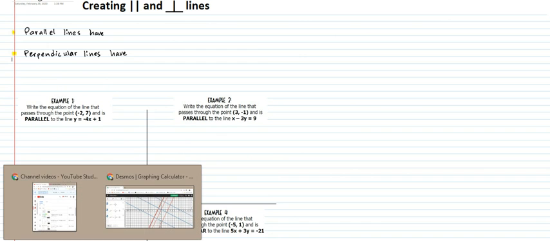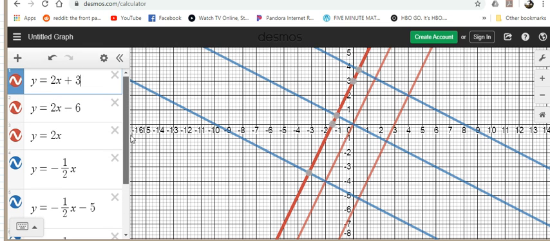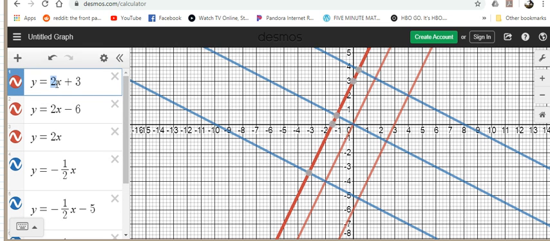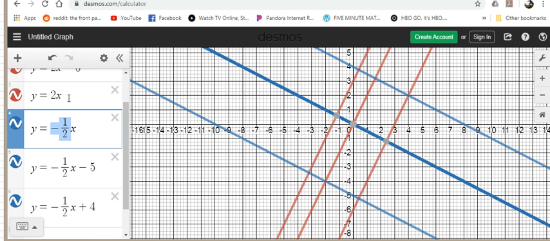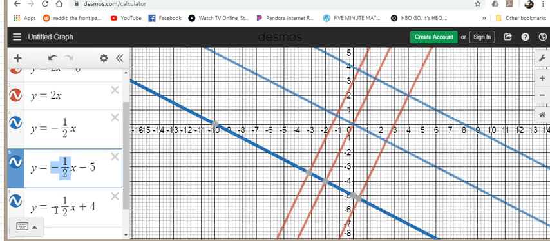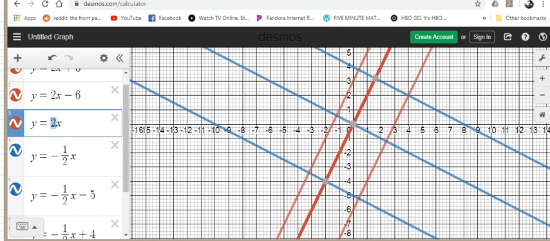Before we get started, I want to show you something cool on Desmos. I just threw up some equations in here that are parallel and perpendicular. All the red ones are parallel lines. They all have the same slope of 2. And all the blue ones are parallel to each other. They have a slope of -1/2, you see. But the blues and the reds are perpendicular to each other. The opposite reciprocal of 2 is -1/2, and vice versa. The opposite reciprocal of -1/2 is 2.